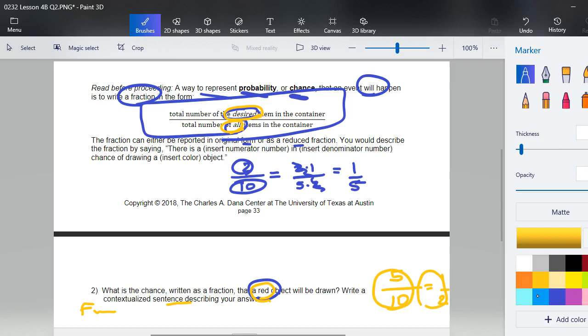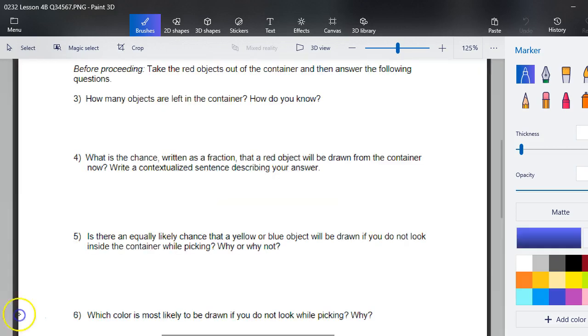Later, we can even talk about these as percentages. A 50% chance that we're going to draw a red, whatever's in your bag. In the lessons in 1332, we're going to do several things looking at risk and chance. And one of the things that we need to practice is the note I've got here: before proceeding, take the red objects out of your container and then answer the following questions.